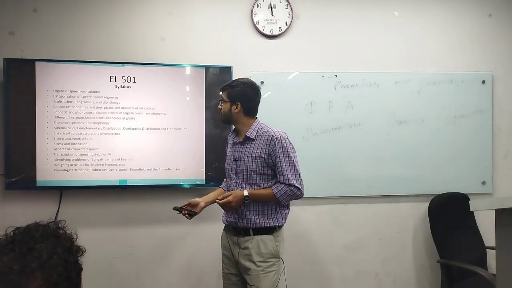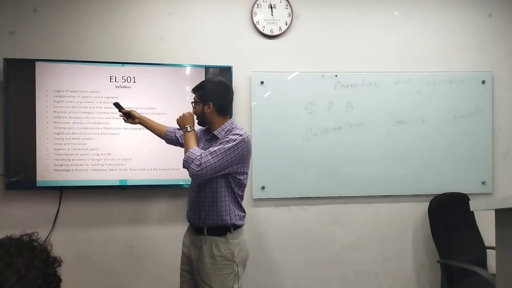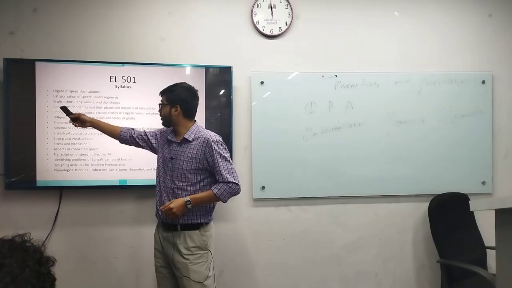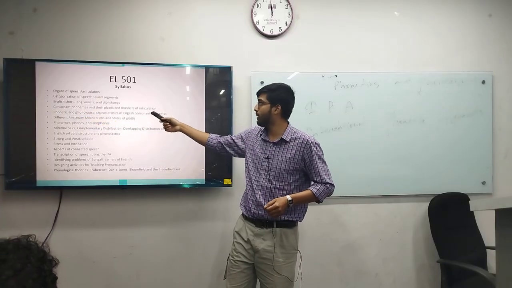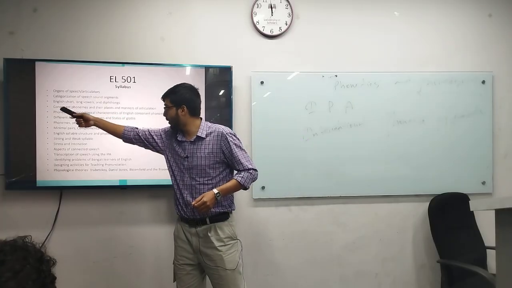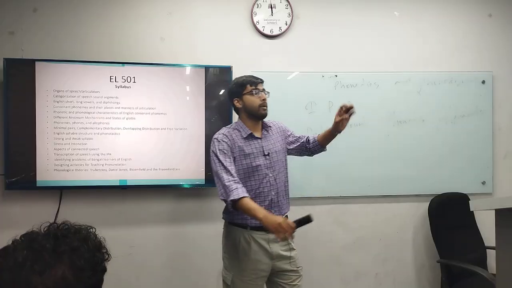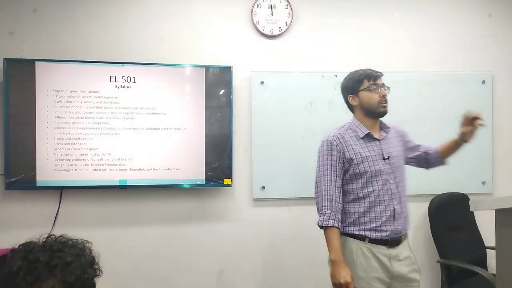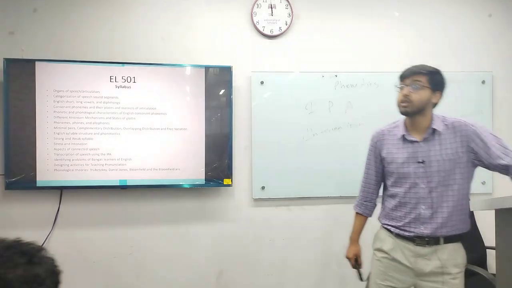So next, the syllabus. Organs of speech, articulators, categorization of speech sound segments, English short vowels, long vowels and diphthongs, consonant phonemes and their place and manner of articulation. Yes, this is a more important part. Place of articulation, manner of articulation. Those two things we'll be dealing with most importantly for phonetics.